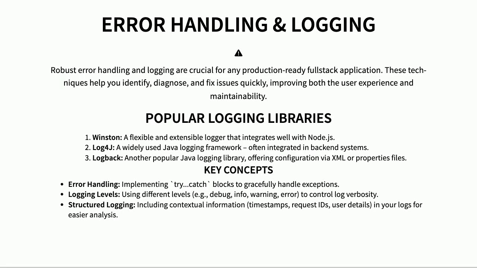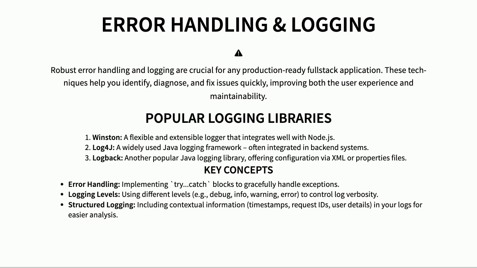Okay, let's talk about a really important part of building reliable applications: error handling and logging. As full-stack developers, we need to be able to track down problems quickly when they arise. There are several popular libraries that can help with this. Winston is a great choice for Node.js apps. Log4j and Logback are common in Java-based backends.